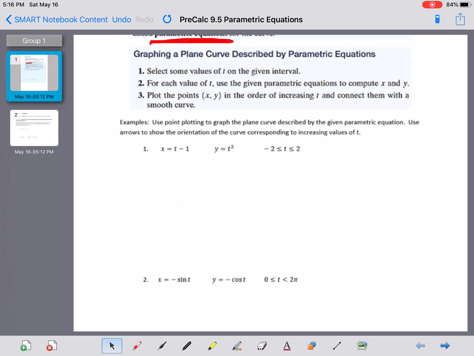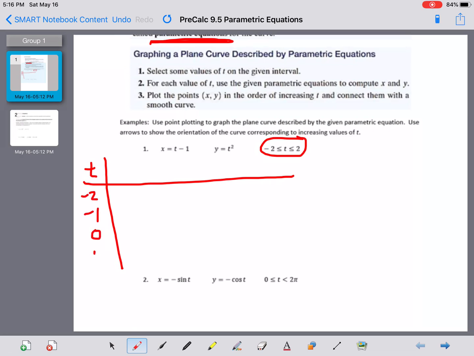Don't be overwhelmed. Just follow me here and maybe it'll make more sense. I'm going to make a chart, not a t-chart, because I'm going to have more values. I'm going to have my time, and they give me this interval of between -2 and 2. So I'm going to have -2, -1, 0, 1, and 2. That's not everything because I could do decimals, but I don't want to. My x has a parametric equation of t minus 1. My y has a parametric equation of t squared. Once I find that, it's going to make some ordered pairs, x and y.